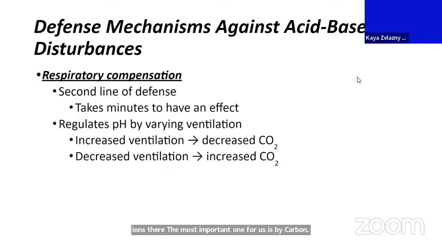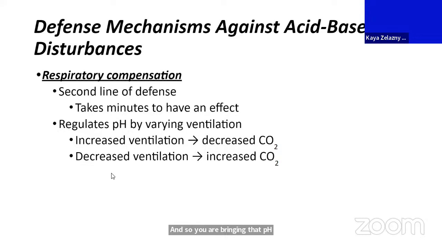So respiratory compensation, that second line of defense. First, if our buffers can handle it, we don't have to worry. Buffers got this under control. Next, in a couple minutes, as we alter our breathing rate, we are going to be able to change CO2 levels. When we think about ventilation rates, I always want to think about breathing out CO2. So if we increase ventilation, so we breathe faster, we are breathing out more CO2, which means you have less CO2 left in the plasma. So you are bringing that pH up.